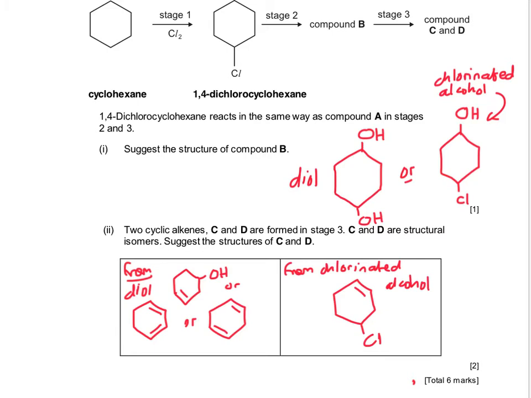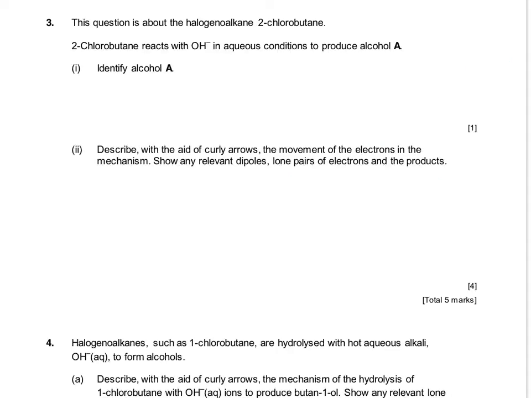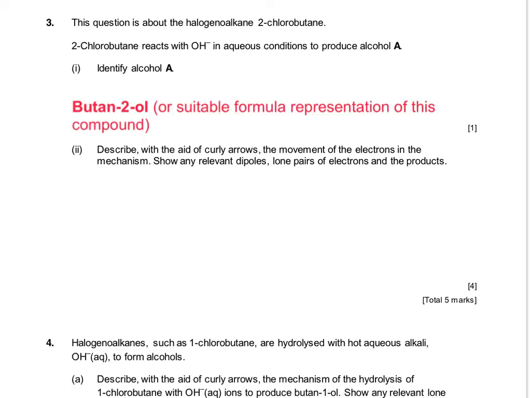Okay, so you can probably see at the bottom of the screen that it's ended that question, so let's go on to question number 3 now. So this question asks you about 2-chlorobutane, and it tells you that it reacts with OH- in aqueous conditions to produce alcohol A. And it asks you to identify alcohol A. So they're looking for butan-2-ol, or some suitable formula representation of this compound, like skeletal or displayed, or a mixture of the two perhaps.